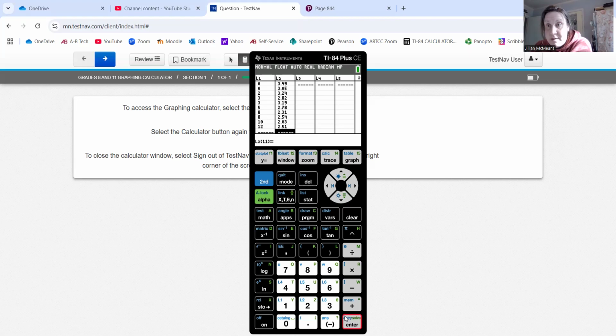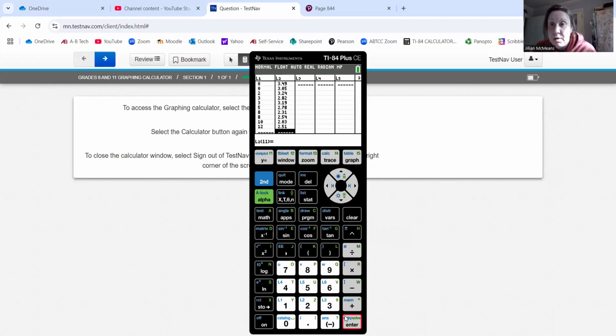All right. Make sure you typed everything in correctly. So I'm really quickly going to go back through and make sure I typed them in. So I have 3.49, 3.05, 3.24, 2.82, 3.19, 2.78, 2.31, 2.54, 2.03. Okay, 2.51. So I think I've got mine typed in correctly. Make sure you get yours typed in.